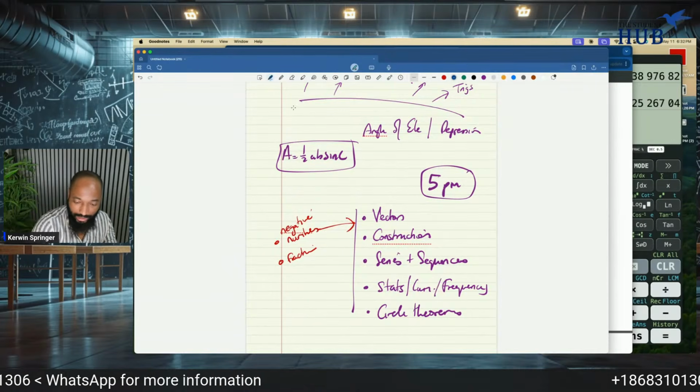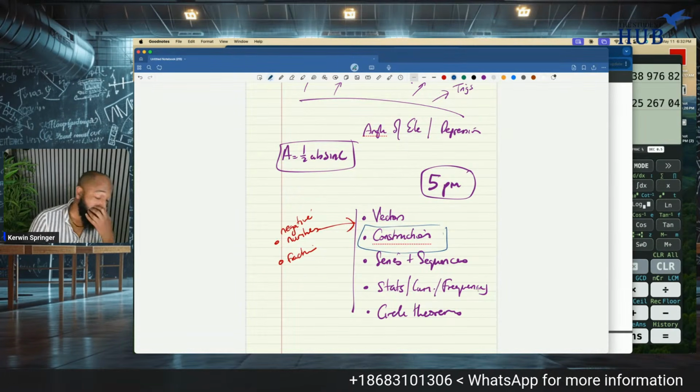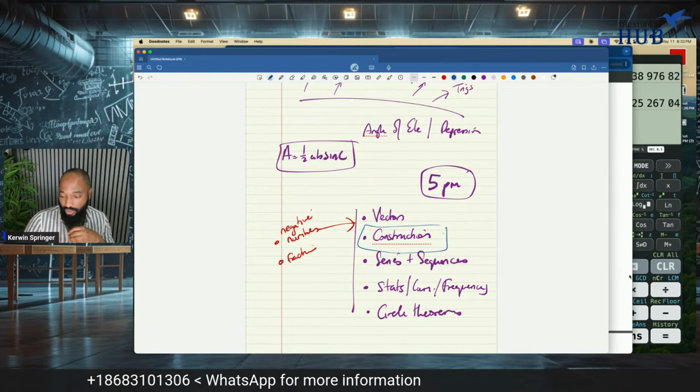Construction. How about we take some time and do some construction? Everybody ready? Take out your geometry set. Let's go. Let's take some time and run through some construction.